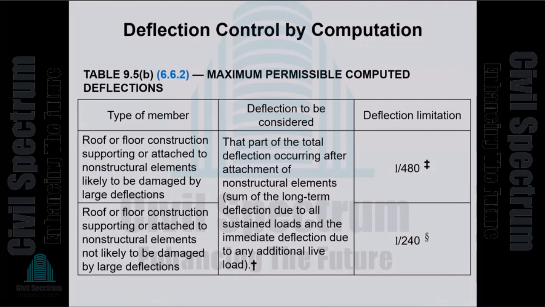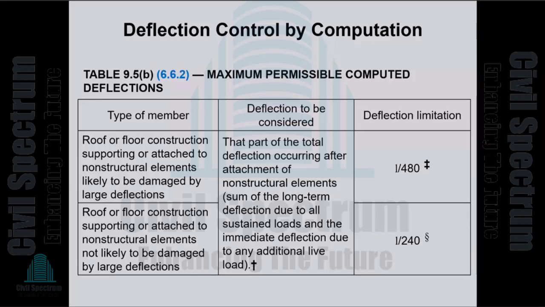Now, what deflection do the limits apply to? That part of the total deflection occurring after attachment of non-structural elements, which means some of the long-term deflection due to all sustained loads, and the immediate deflection due to any additional live load. Please try to understand this. That part of the total deflection occurring after attachment of non-structural elements.